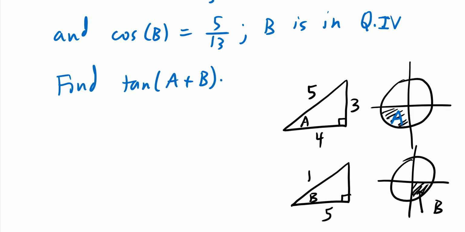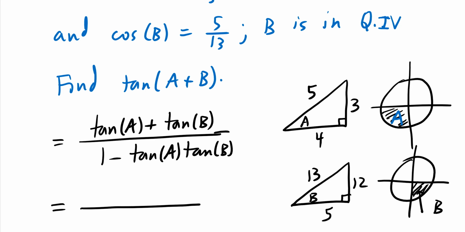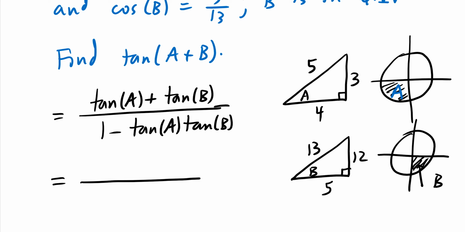Cosine is adjacent over the hypotenuse. Another Pythagorean triple, 5, 12, 13. So now, remember the formula is tangent A plus tangent B over 1 minus tangent A tangent B. Well, let's see, using the triangles. Tangent A is the opposite over adjacent, 3 over 4. A in quadrant 3, tangent is positive, plus.